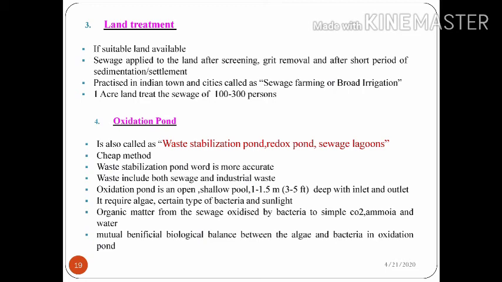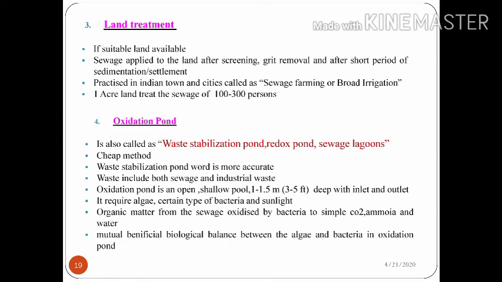Oxidation ponds. A cheap method of sewage treatment is oxidation ponds, which have been referred to by many different names like waste stabilized ponds, redox ponds, or sewage lagoons, etc. The term waste stabilized pond is more appropriate. The term waste includes the sewage and industrial wastes. Although an old method of purifying sewage, oxidation pond has attracted the attention of public health engineers only recently.